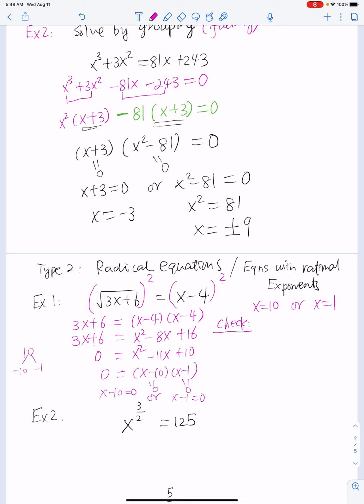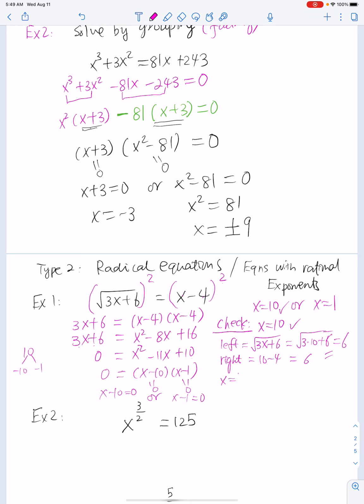You have to check these two solutions. x equals 10. What will be your left side? It's the square root of 3x plus 6. Plug in 10: 3 times 10 plus 6, 30 plus 6 is 36. The square root of 36 is 6. What's your right side? 10 minus 4 is 6. They are equal, so x equals 10 is perfect.